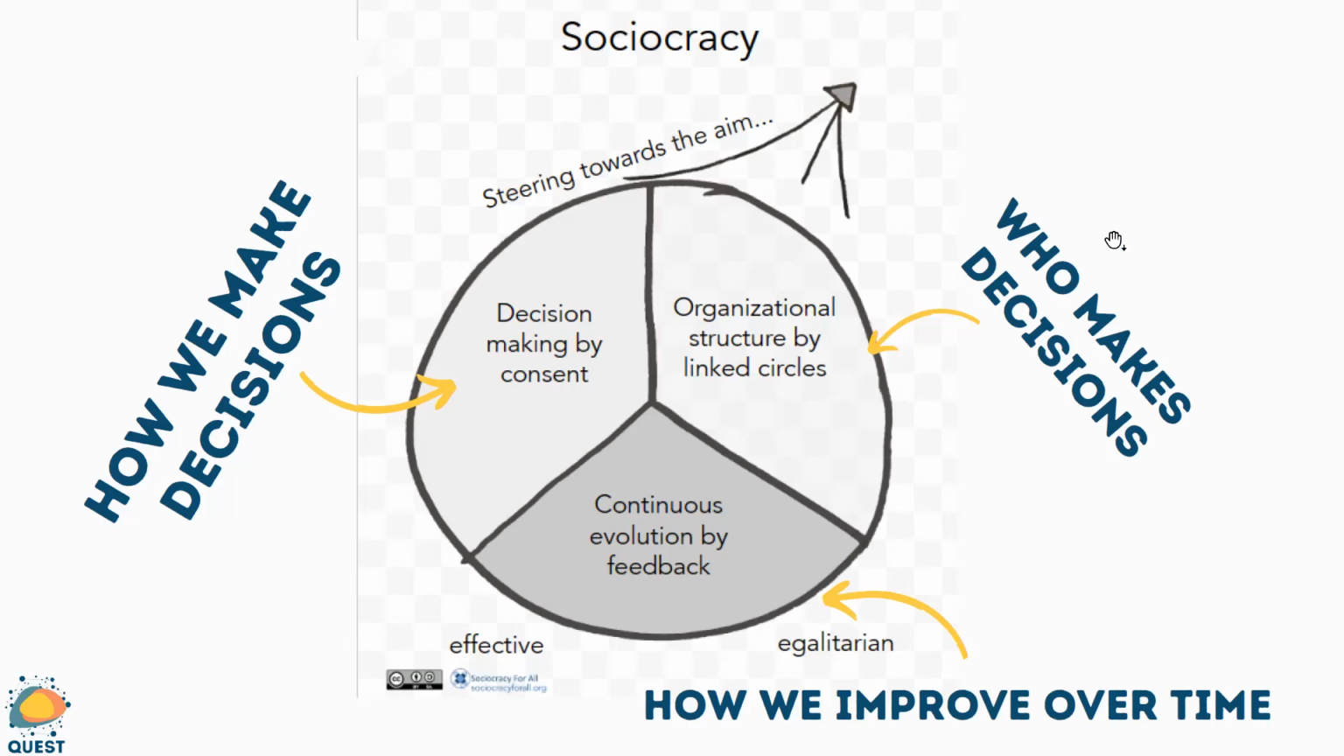And in sociocracy, we make decisions by consent. So that's how we make decisions. We make decisions inside linked circles. People make decisions within the circle, and we improve over time through feedback. So what we're going to do now is go through these three pillars and see how we can apply them in schools.